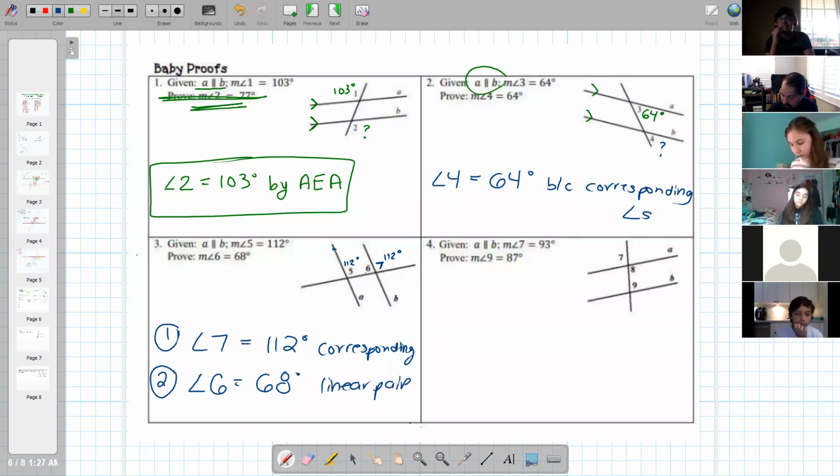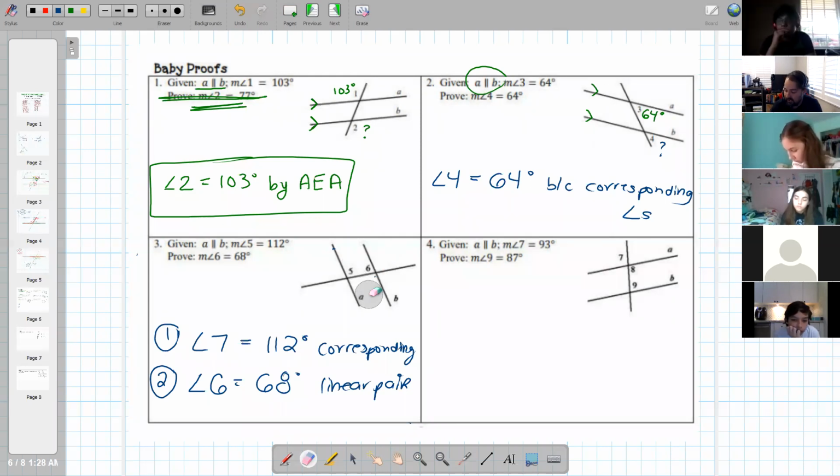Okay. There are so many different ways we could have done this. Those are two examples, but somebody else might have said, I know that this angle is alternate interior with that one. And once they found that one, they could have subtracted from 180 to get the 6. There's a lot of different ways we could have done this, but it definitely required 2 steps.